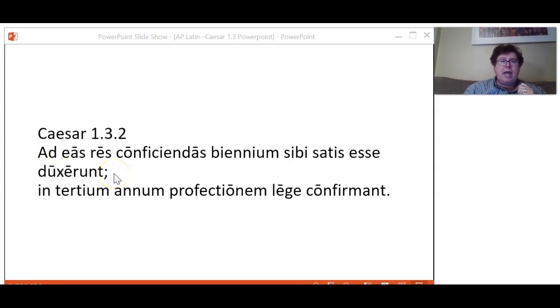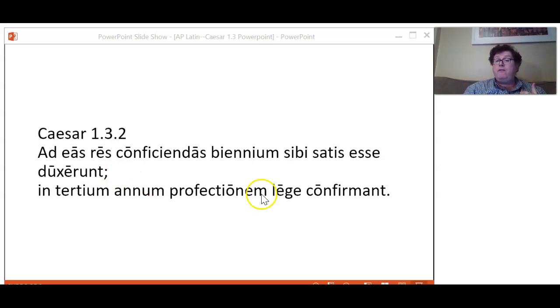Now, notice how we have no conjunction that means and between these two independent clauses. Again, when we don't have a conjunction, we call that asyndeton. A-S-Y-N-D-E-T-O-N. Asyndeton.